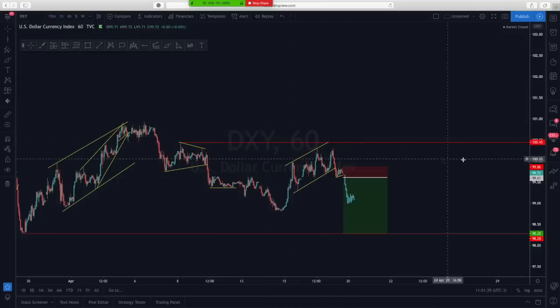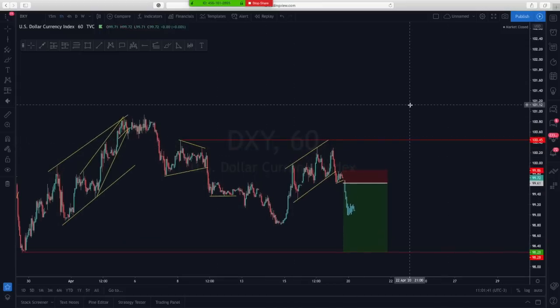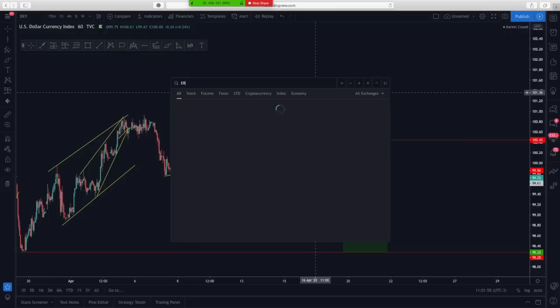Obviously there's a lot of things that also play a part. There are pairs that don't get too affected by the dollar index, because that pair is very strong on its own. Yes, the dollar does affect it, but not that much. For instance EURUSD, I like showing this one with EURUSD.